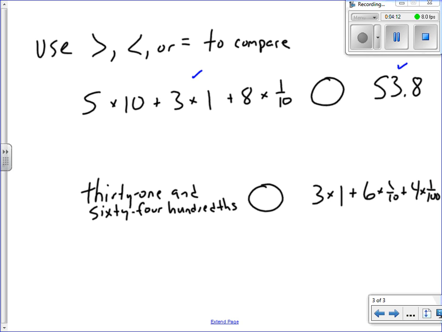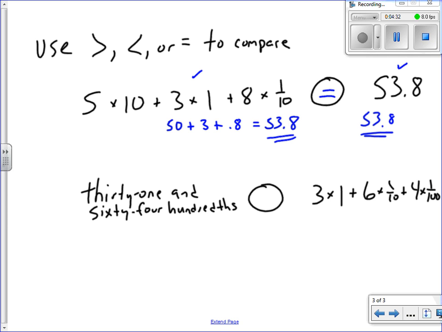So over here, I'm going to convert this to 5 times 10 is 50, plus 3 times 1 is 3, plus 8 times 1/10 is 8/10, and that equals 53 and 8/10. And I have 53 and 8/10 on this side. So this one's pretty simple. They are equal, and we should be able to figure that one out.